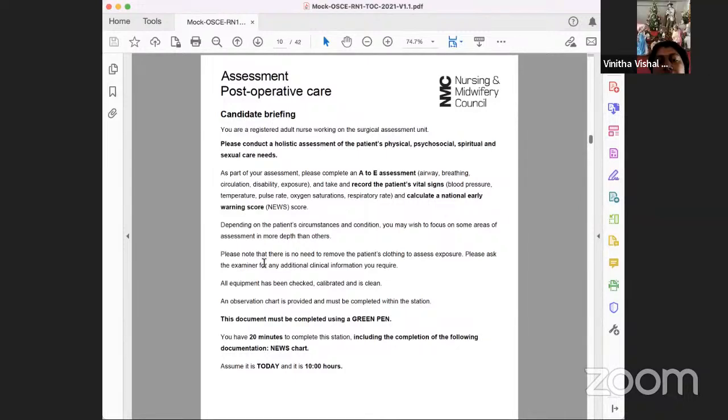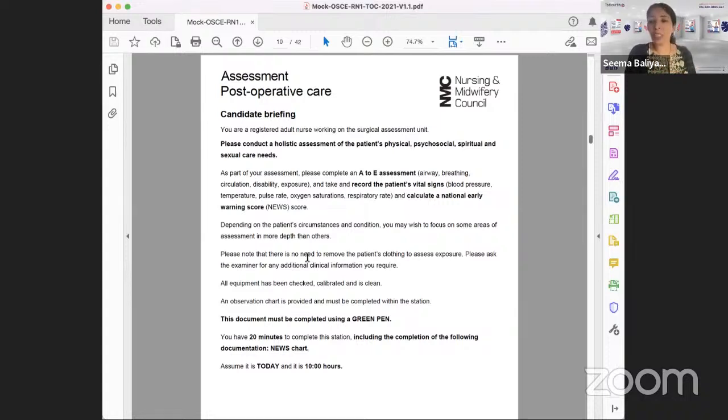Then it also says that please note that there is no need to remove the patient's clothing to assess exposure. So please don't ask the actor who is over there, oh, can you just pull up your trousers or something like that. So there is no need to ask that. You are only going to be asking that if they have noticed any rash or something.